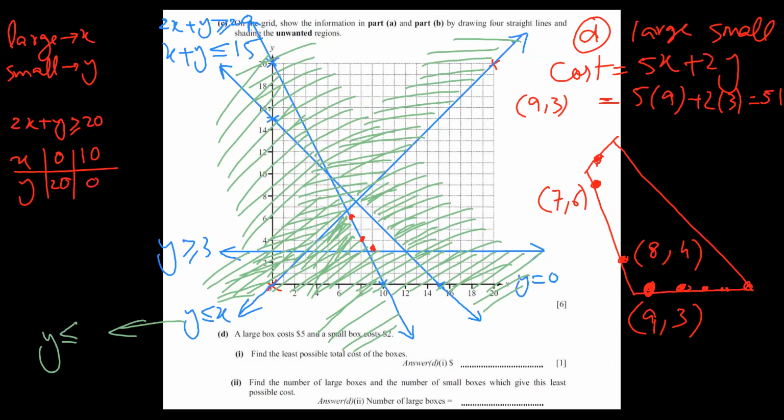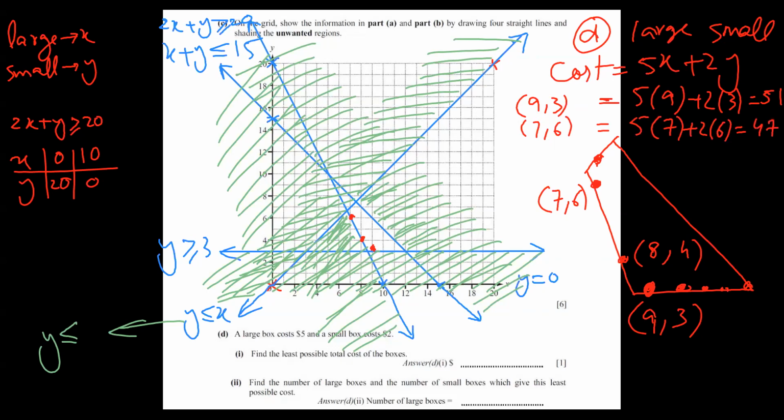Okay, so now I check 7, 6. So 7 will go in the place of X and 6 will go in the place of Y, because you put the same pattern. So 5 times 7 and 2 times 6. Now I check it: 7 fives are 35 and 6 twos are 12. And I got $47.